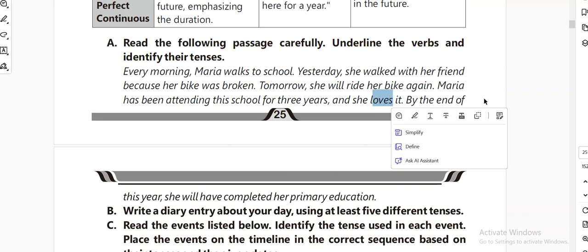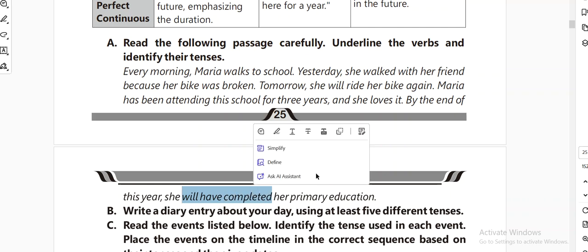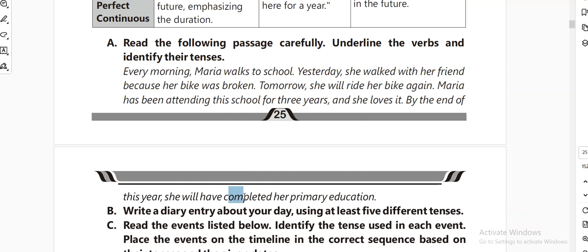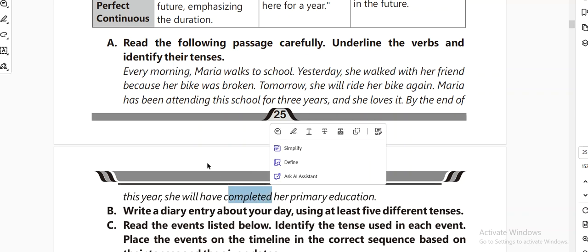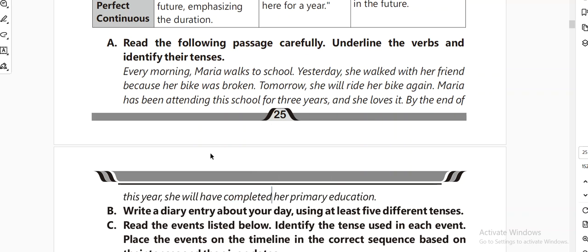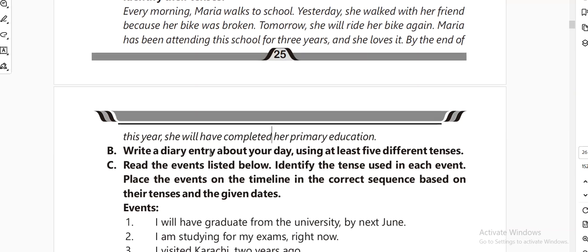By the end of this year she will have completed her primary education. So in the next tense we will read she will have completed. This tells us that this is future perfect tense. By the end of this year she will have completed her primary education, and the word completed is our verb in it. Hopefully you have understood it. Let's move to the next question.